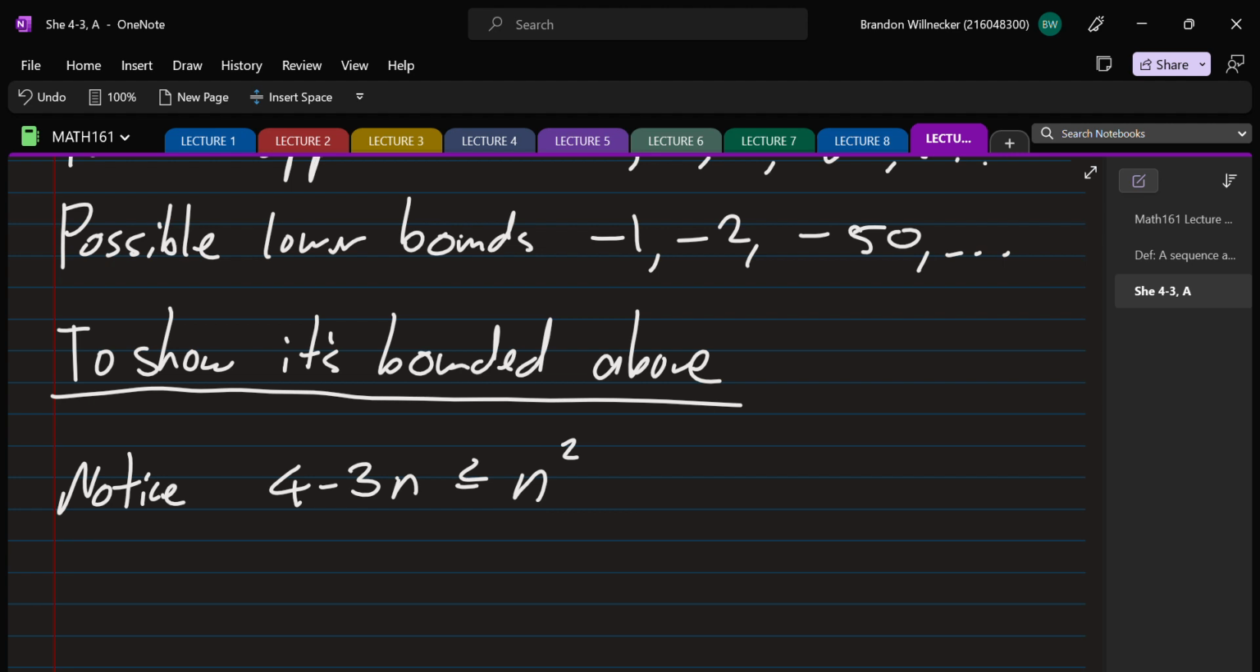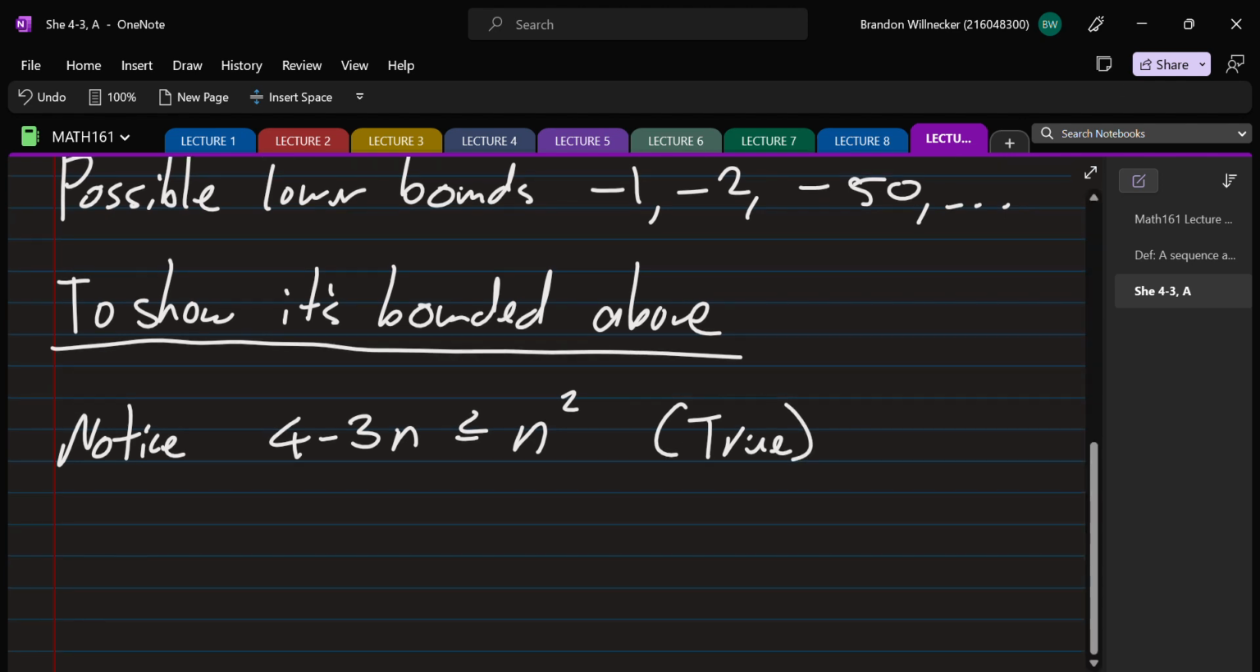Quickly, just sub in some values to see. If we substitute 1, the left-hand side is going to be 4 minus 3, that's 1. The right-hand side will be 1, so that works. Anything bigger, and the left-hand side becomes negative, but the right-hand side stays positive. So we know that this is true. What we can do next is divide through by n squared. So we get 4 minus 3n divided by n squared is less than or equal to 1. We just divide both sides.